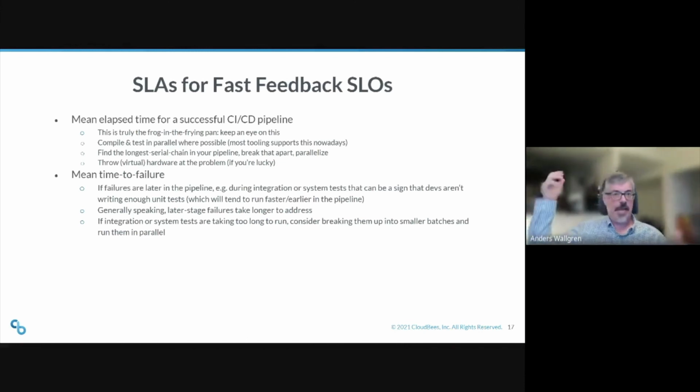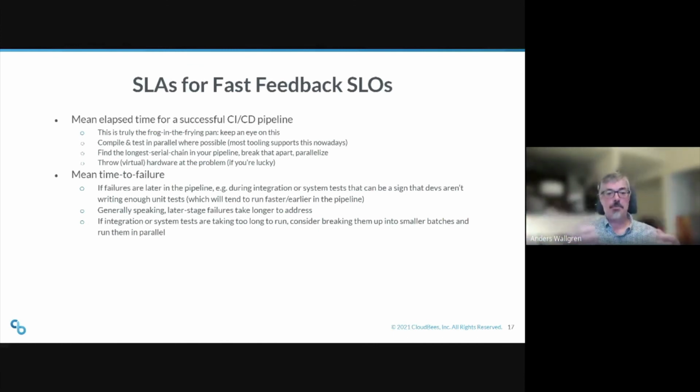Maven, Gradle, Make, lots of products out there, including ones from CloudBees, of course, that will allow you to run your pipelines in parallel, run your testing in parallel, even use elastic infrastructure so that you can do this, all of those kinds of things. Look for the longest serial chain in your pipeline. That's going to be the thing that limits how fast your pipeline can run. Go chop that up into smaller segments if you can. And if you're able to, throw hardware at the problem, right?